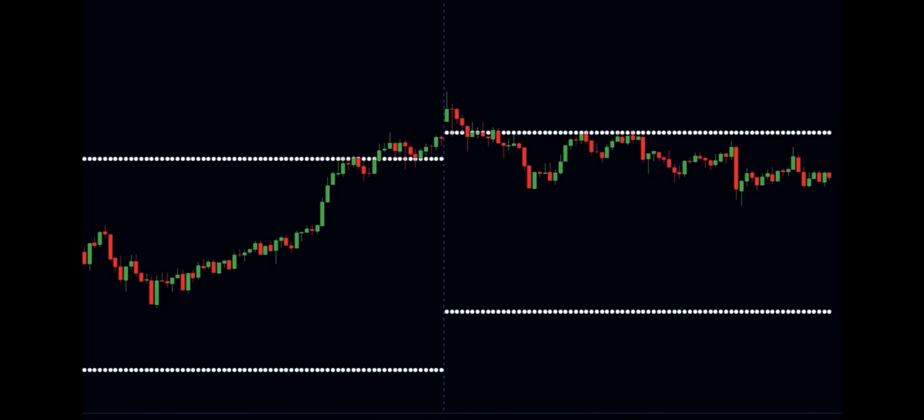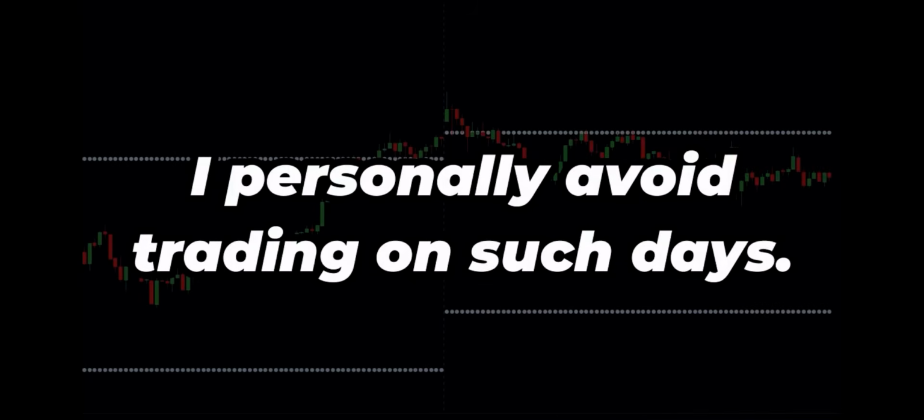The reason is pretty simple. The price has opened at an extended price. We do not know how the market participants will react to the new price. So the price can go in any direction. I personally avoid trading on such days, and I recommend you to do so as well.